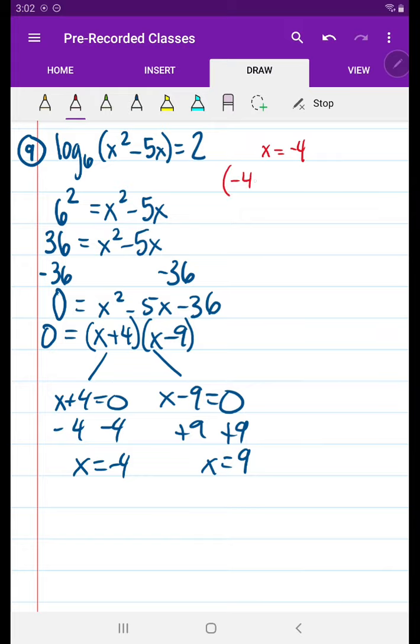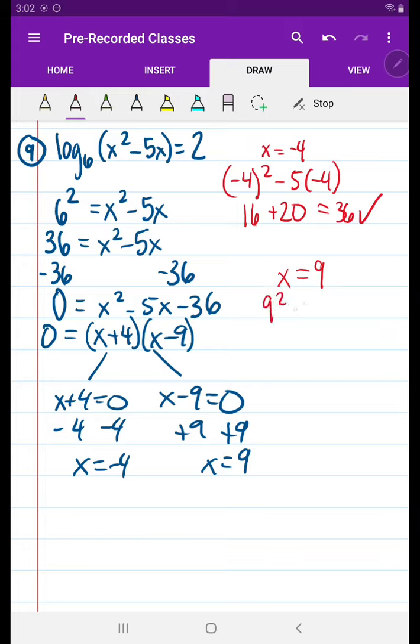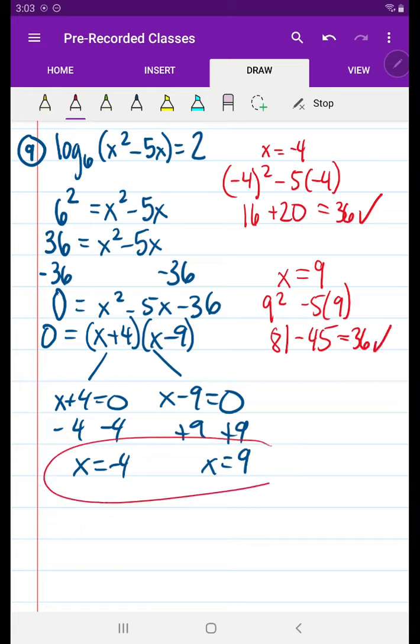So if I do -4 squared minus 5 times -4, that'll give me 16 plus 20. And that'll be 36, which is positive, so we're good there. So then if I check x equals 9, that'll give me 9 squared minus 5 times 9, so that'll be 81 minus 45, which is also 36 and positive, so that's good there. So then you have two solutions for number 9, both -4 and 9 work.